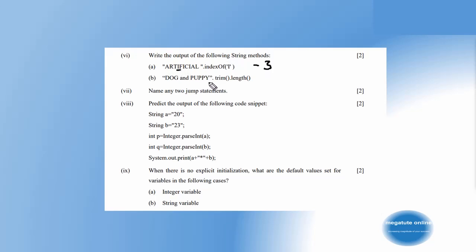Now, dog and puppy dot trim. The trim function trims the spaces from either side. There are no spaces on either side, so this remains as it is. Trim is not going to do anything to this string. So the length of this string is going to be 1, 2, 3, space, 4, 5, 6, 7, space, 8, 9, 10, 11, 12, 13, so 13. Whatever count comes out to be is the answer, whatever the length of this is, including the spaces.